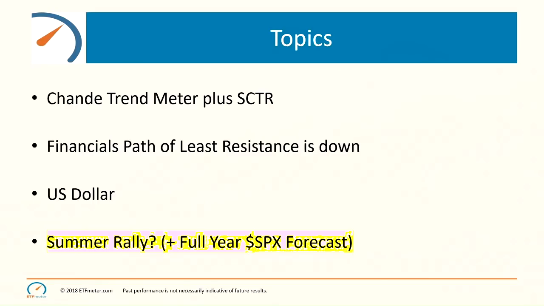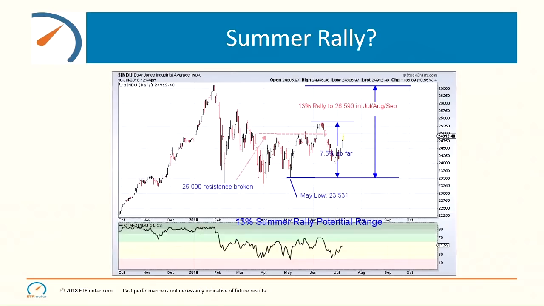All right. Then a topic sort of near and dear to me: are we going to have a summer rally? I had written a post on this some time ago where I only use the Dow for reference. The traditional measurement is to use the Dow because obviously we have a lot of data on that. Typically the logic is that we get about a 13% rally from the May lows into the July, August, September highs. And at the time that I did this, we were about 7.6% up from the lows in May, and of course we've had a pullback since then.